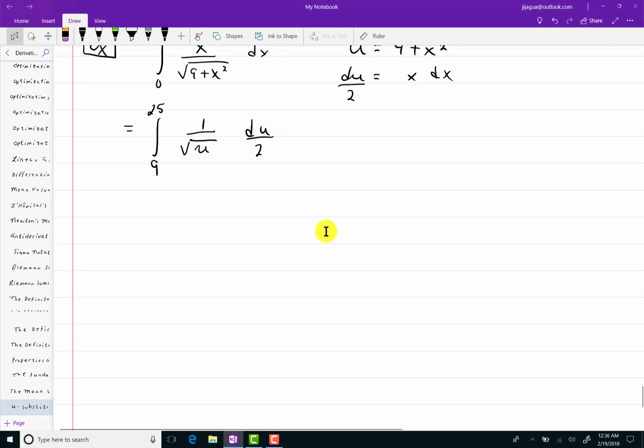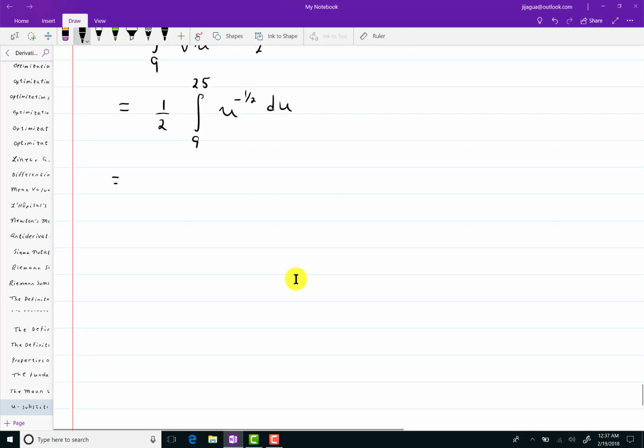Now what I like to do in my next step is to make this the most friendly type of integral that I can possibly imagine. So in one step I'm going to take this 2 and pull it out front as a 1/2. I'm also going to rewrite this as a power rule problem. So I get 1/2 the integral from 9 to 25 of u to the negative 1/2 du. That equals 1/2 times, now remember, add 1 to that, so you'll get u to the positive 1/2, and divide by exactly the same amount, 1/2, and you will be going from 9 to 25.